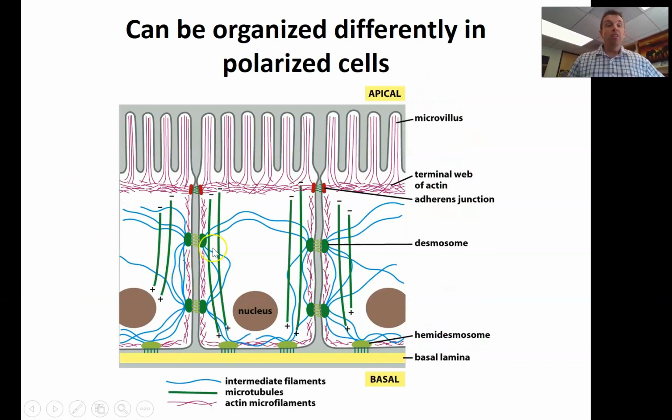But if we're sending things to two different directions, now we need those north and southbound highways to be organized differently. This allows for things that are meant to go to the apical membrane to hitch a ride on dynein, which goes to the minus end, and things meant for the basal side to hitch a ride on kinesin, which goes towards the plus end. So now you can deliver your cargo to the two different sides because the microtubules end up organized in this way in the polarized cells.